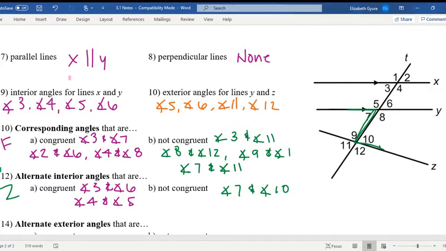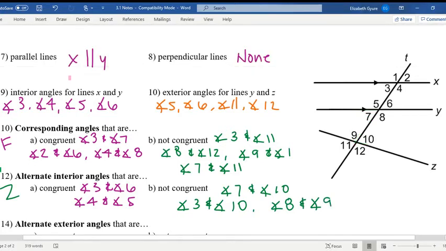Trey, 1 and 12 would actually be alternate exterior, not interiors. 3 and 10 would work. Yeah, absolutely. Good. Somebody at home who is not Anna or Gannon, because I know that they already participated once. I don't know who the other person was because I wasn't looking. 8 and 9 would absolutely work. Good. Thank you. 8 and 9. Good.